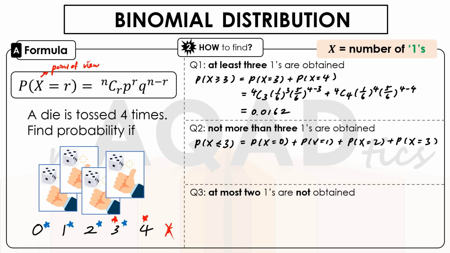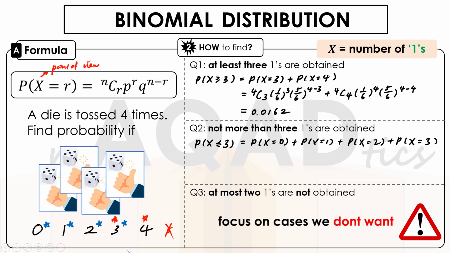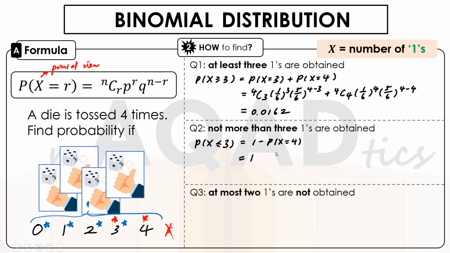So it will be a bit troublesome because we are finding 4 of them, but we actually have a shortcut for it. Instead of focusing on the cases that we want, why don't we focus on the cases that we don't want? Because for all of these cases, the total probability is 1. So if I use this 1 and then minus out the case that I don't want, which is 4, instead of finding 4 probabilities, I can reduce it to finding only 1 probability, which is 1 minus the probability that I get 4. So here is just 1, and then I minus out using the formula here, where x equals 4, then I can get my probability, which is 0.9992.